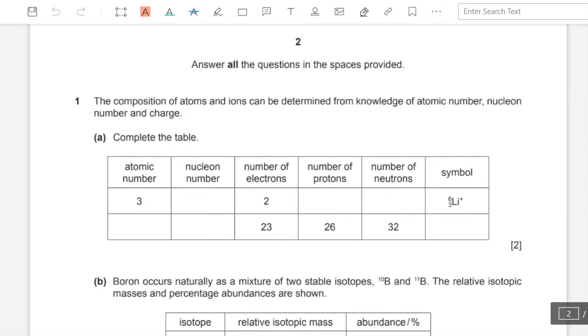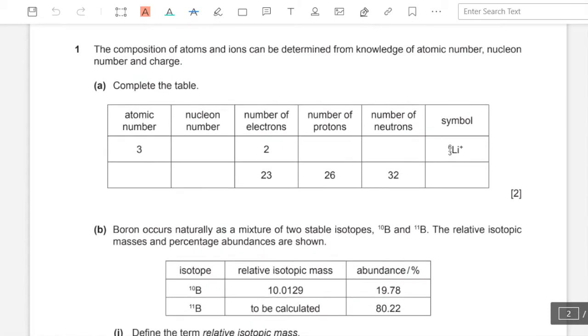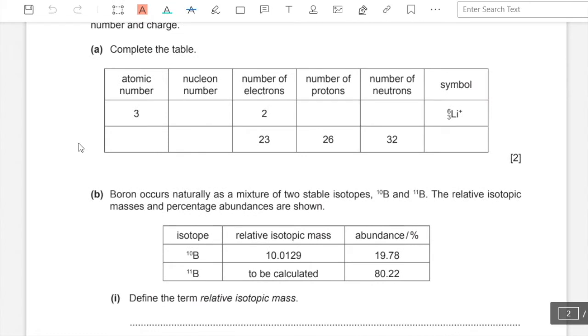Starting with question number 1, the composition of atoms and ions can be determined from knowledge of atomic number, nucleon number, and charge. A. Complete the table. So we're supposed to complete this table with the help of the data given. So the first one, we are given the atomic number. The nucleon number is supposed to be calculated.